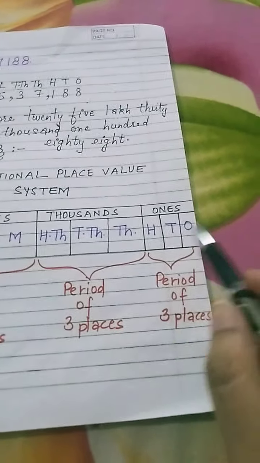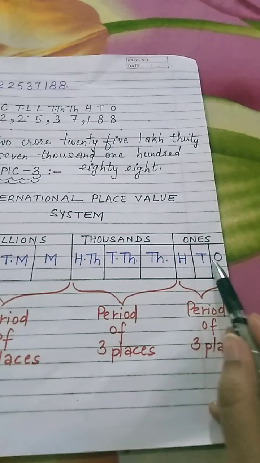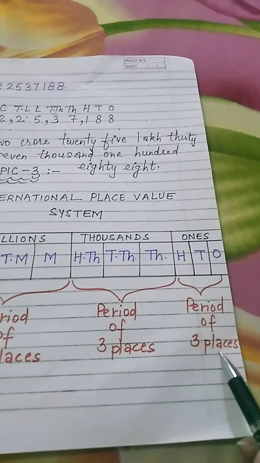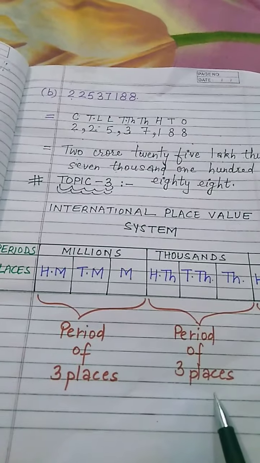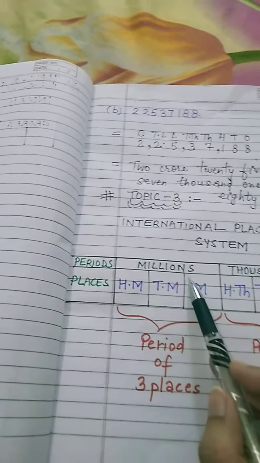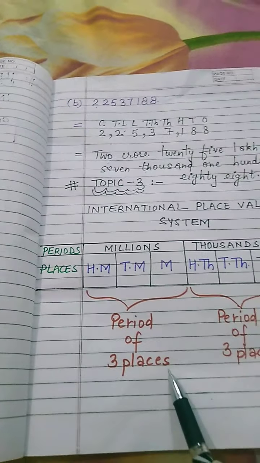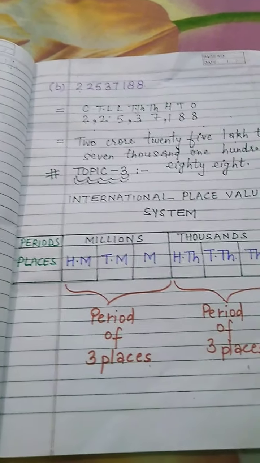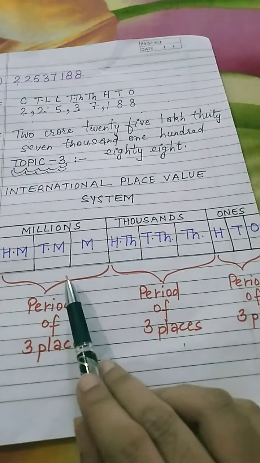Now, like Indian place value system, ones period is the period of 3 places, thousand period is the period of 3 places, and millions period is the period of 3 places. And like Indian place value system, we will also separate each period by putting commas.